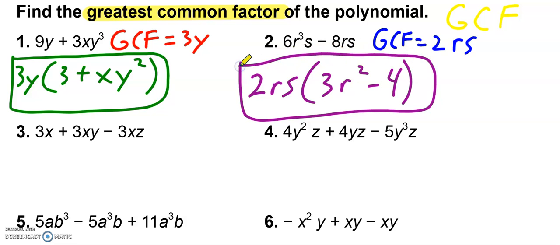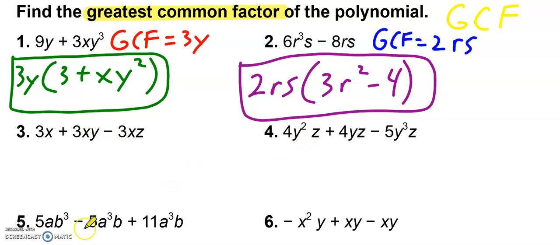Now, you can always check this because factoring is the opposite of distributing, right? So if I multiply here, 2 times 3 gives me 6, r times r squared gives me r to the third, s times 1 is s. 2 times 4 is 8, r times 1 is r, s times 1 is s. So I can see that that was good. Any questions?